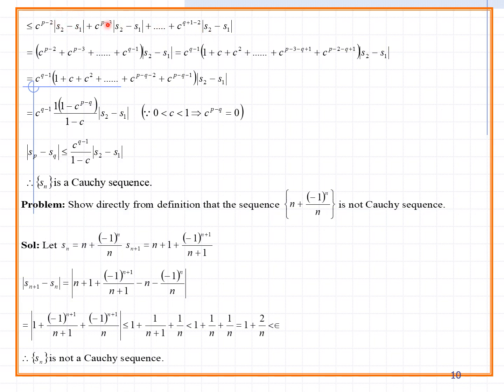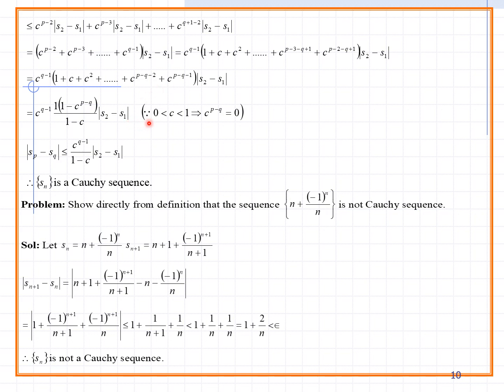You can separate these c terms, and take modulus S2 minus S1 as common. So these terms go up to c power q minus 1, and c power q minus 1 can be taken as common. You get 1 plus c plus c square, and so on, plus c power p minus q minus 2, plus c power p minus q minus 1, times modulus S2 minus S1. So this series can be written as 1 times 1 minus c power p minus q, over 1 minus c, times modulus S2 minus S1.